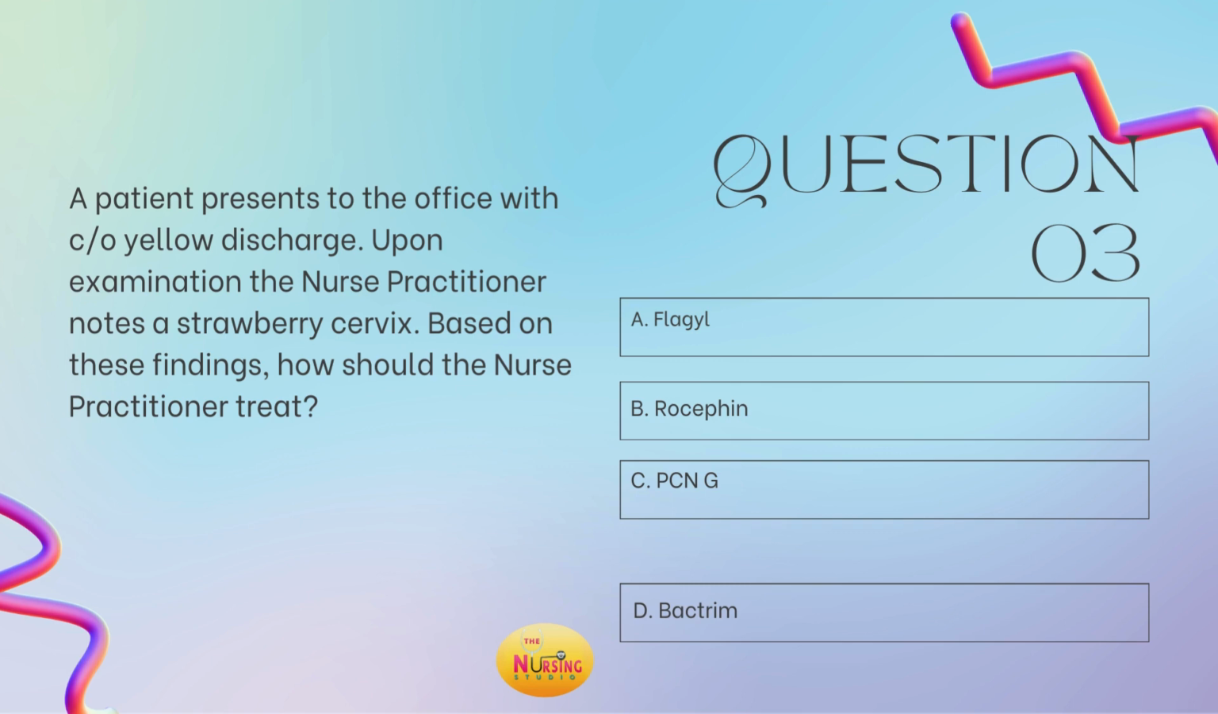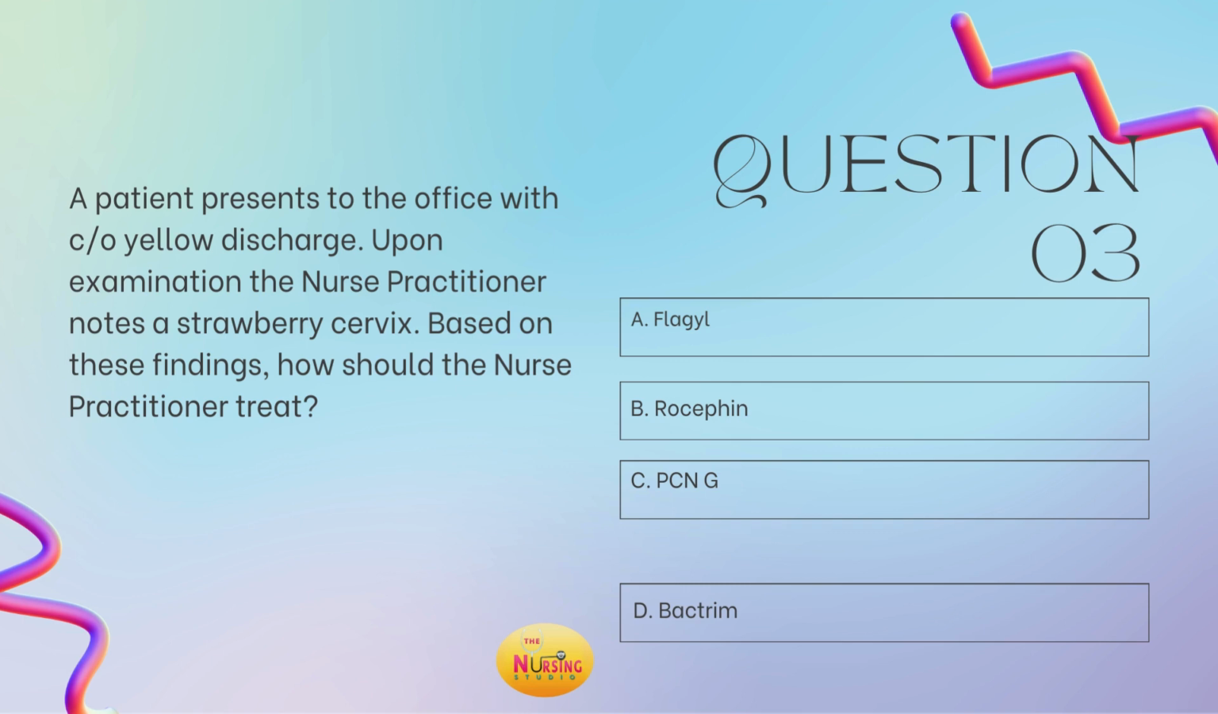All right, so the stem of the question states, based on these findings, how should the nurse practitioner treat? Like I just told you on the last question, if they're asking for a treatment, you need to look and see if they have given you a diagnosis. And if not, then we have to figure out the diagnosis. In order to figure out the diagnosis, we need to run it back and look at the assessment findings to come up with the diagnosis, to then come up with the treatment, right? So we're going in reverse, working backwards. They don't provide us with a diagnosis here.